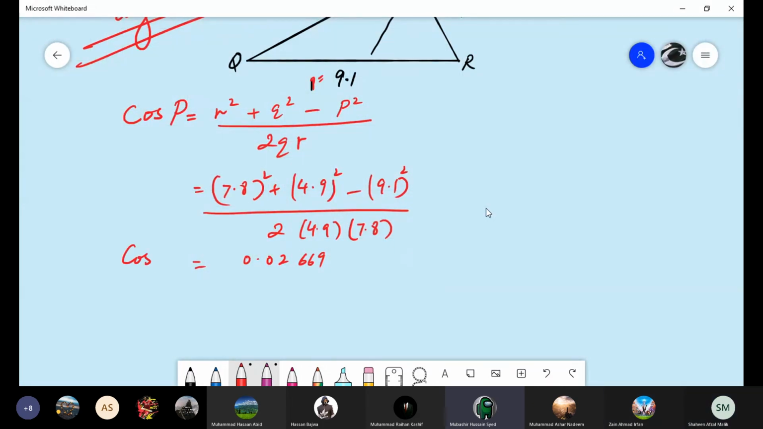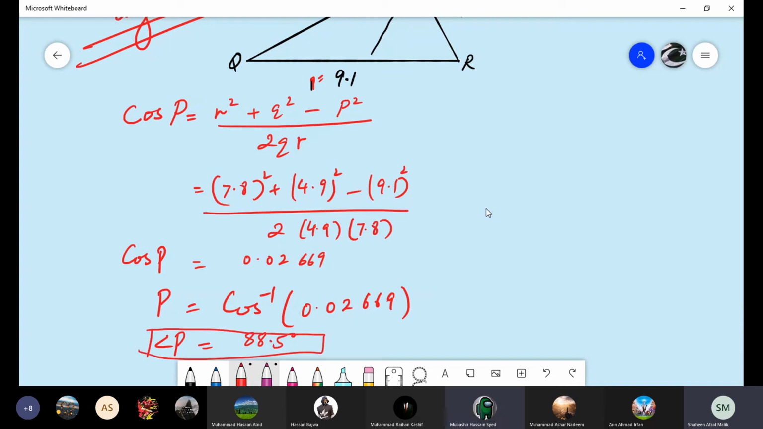Yes, ma'am. And then we do shift, cos inverse. Cos inverse is 88.5. So the largest angle is 88.5 degrees. Very good. So therefore, the largest angle is 88.5.